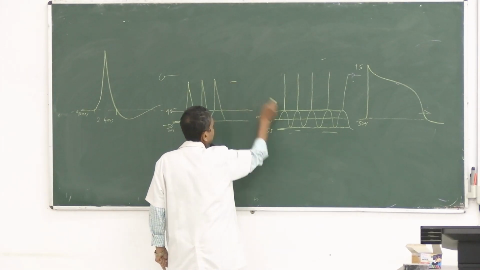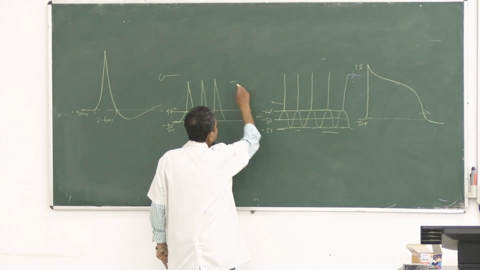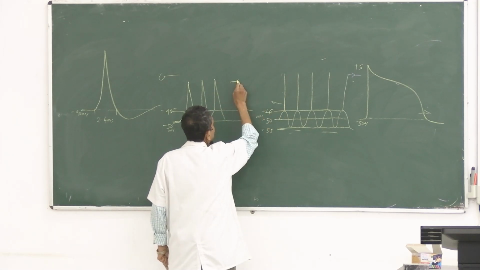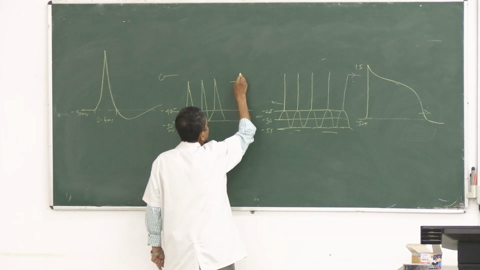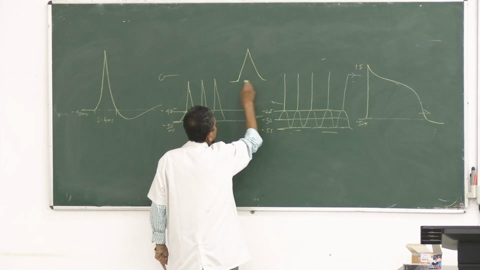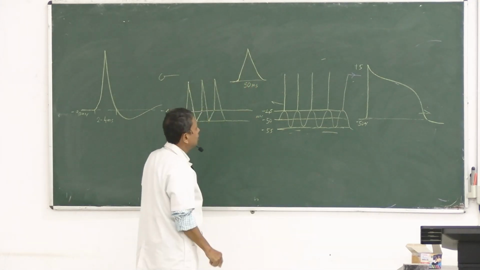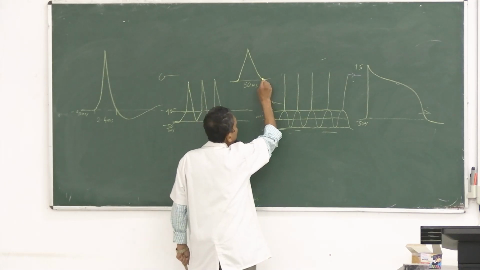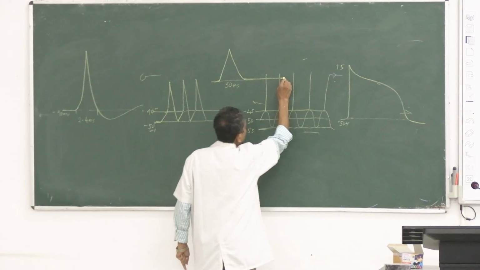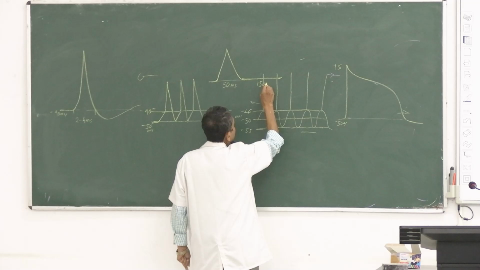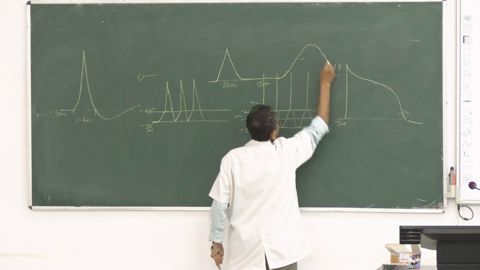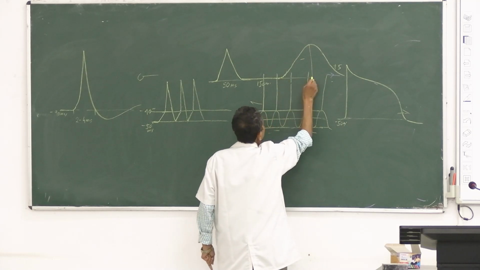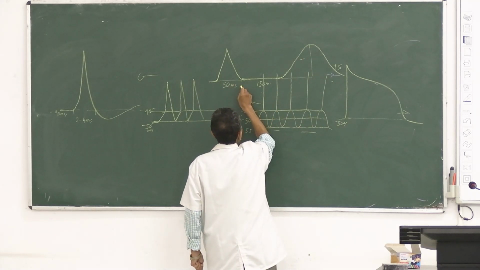Suppose the spike potential is 50 milliseconds. And after 150 milliseconds, this contraction starts and may reach its peak after 500 milliseconds from this point.